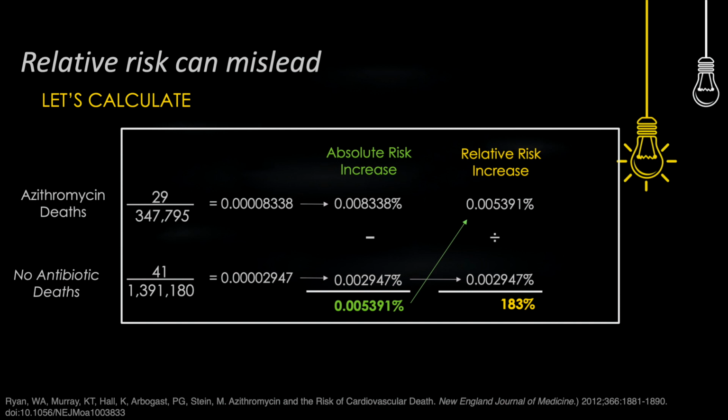If you wanted to calculate relative risk increase, you would take the absolute risk increase number, move it to the top, and divide it by the absolute risk of death of the control group or the no antibiotic group, and that number is 183%. So if you like taking a look at these numbers, they look very different. And that's the story here, is that relative risk is an important number, but absolute risk increase and decrease is the number that actually is probably a little bit better for you to understand.